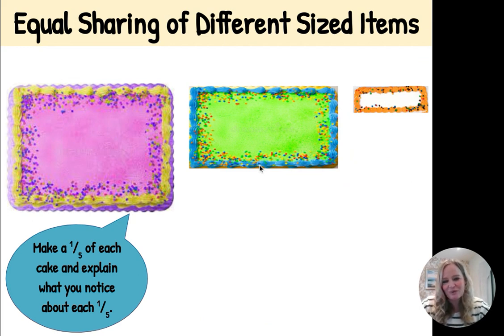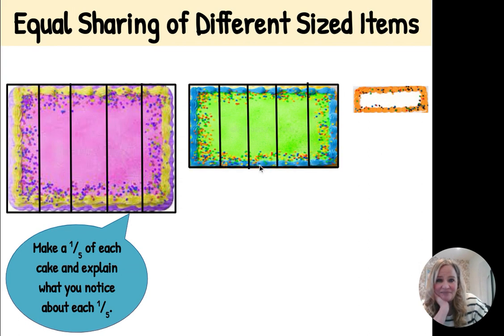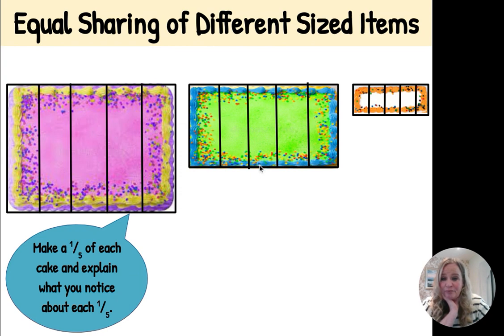So that means we can't just divide it, we have to look at 1 cake at a time, and we have to make 1/5 of every cake because they're different. They're going to be different sizes. If the whole is different, the part is going to be different. So let's look at 1/5 of each of the cakes. We have to divide every single one up, just like we did in those distributive reasoning problems.